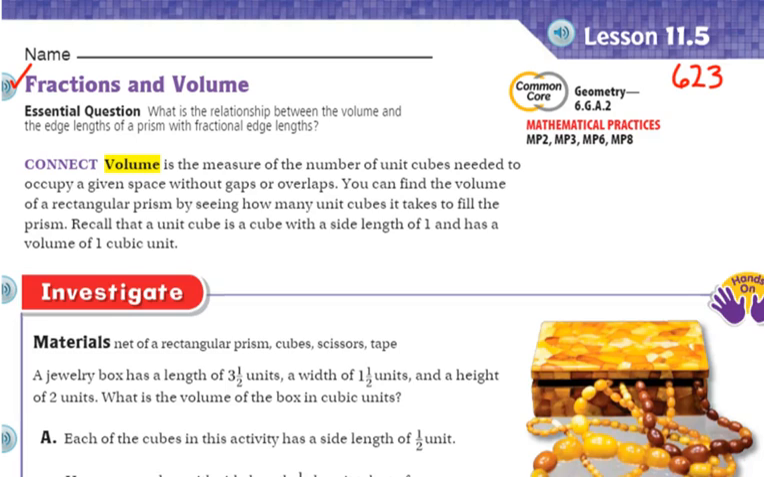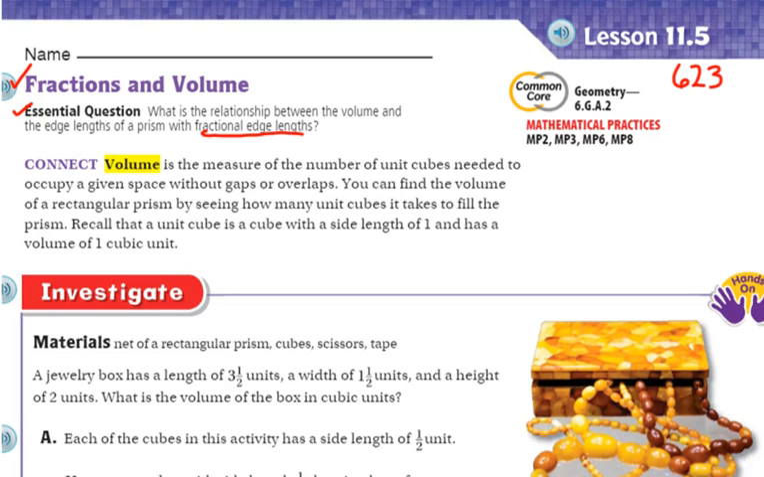The essential question for today's lesson is, what is the relationship between the volume and the edge lengths of a prism with fractional edge lengths? All right, so we're going to have fractional edge lengths. All right, so 1 1/2, a fourth, 2 1/3, that type of stuff for our length, width, and height. All right, so let's connect.